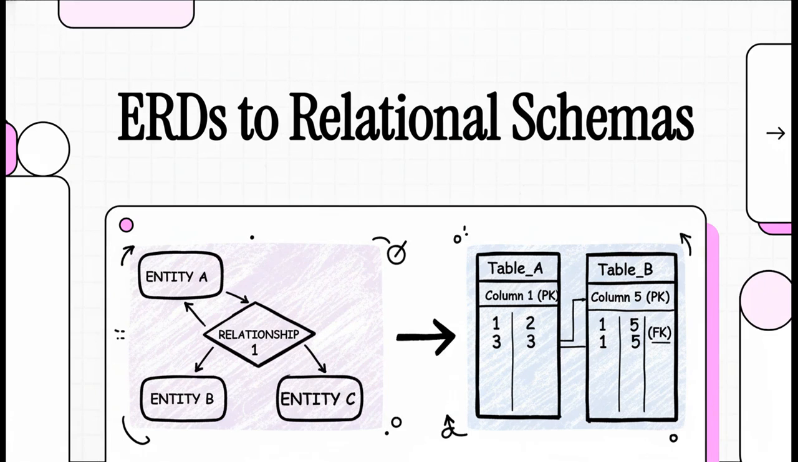So, how do you take an idea, something you might just sketch out on a napkin, and turn it into a powerful, organized database that can handle tons of information? Well, that's exactly what we're going to break down today. We're talking about turning a conceptual blueprint, an entity relationship diagram, into a rock-solid, functional database schema.